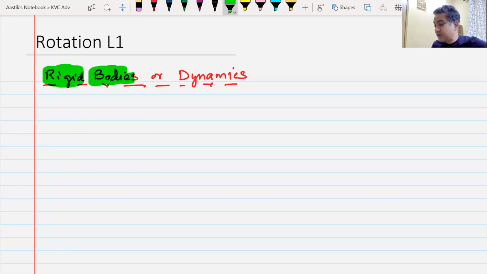So, first of all, we need to understand what we mean by a rigid body. Here, the bodies are not going to change in size or shape. That will come in the chapter on elasticity, when size, shape and dimensions are going to change. What do we understand by a rigid body? Anyone? What is a rigid body?